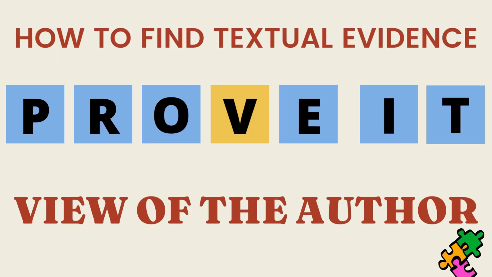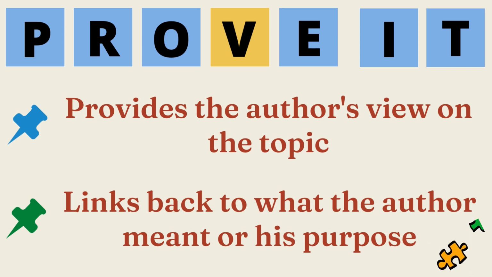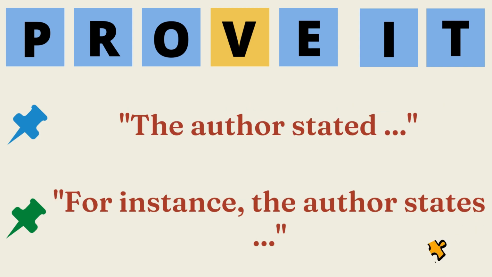Next letter is for the view of the author. Who guessed it right? This is very important because the view of the author is a clear manifestation of his or her objective. How the author presents and provides information is a clear manifestation of his or her objectives of writing the text. So, when you use the author's view in finding textual evidence, you always need to link it back or connect it to his or her objective. What was the objective of the author in writing the text or the selection? Does it match with how he or she views the information that he or she presented? You can make use of the phrases "the author stated" and "for instance, the author states."